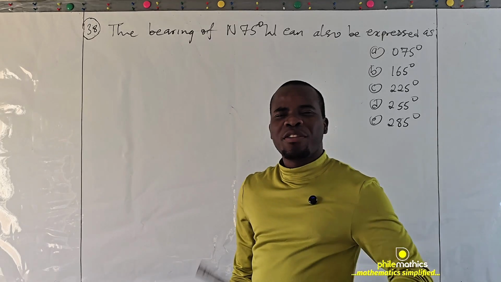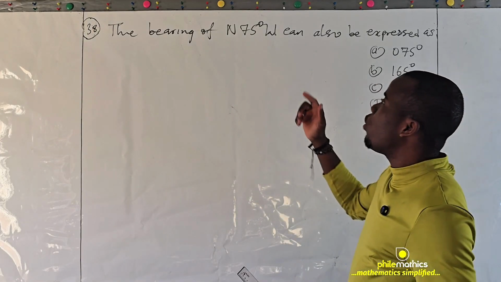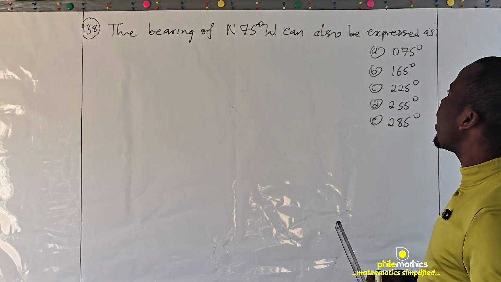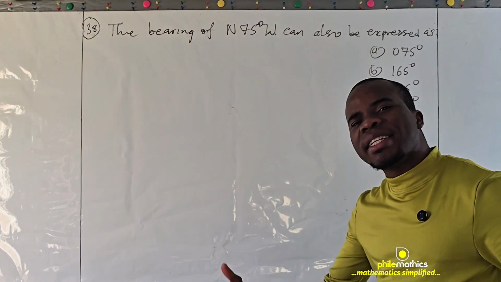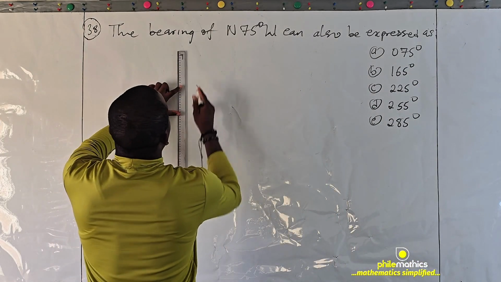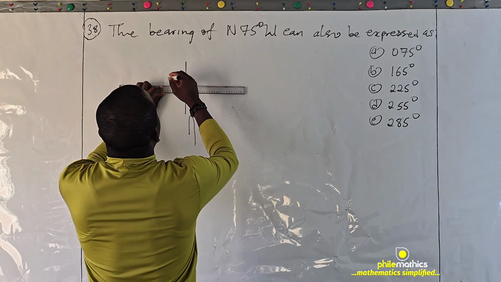The 28th question of NECO 2025 is on bearing. It says the bearing of north 75° west can also be expressed as what in 3-digit bearing. So let's represent north 75° west.